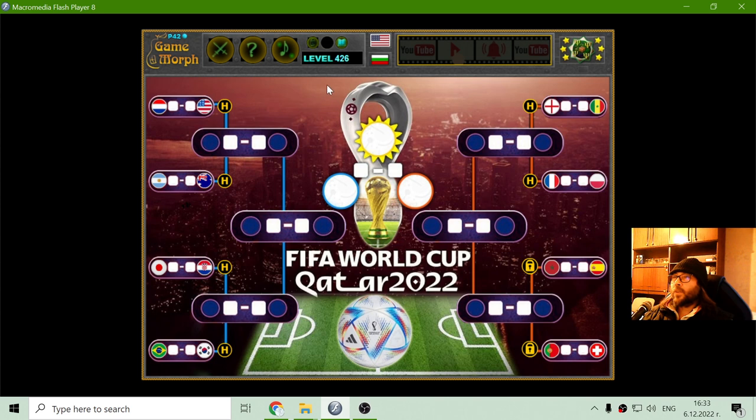But okay, what is the purpose here? I can predict the results or play the historical results. When the tournament is done, this fun application will remain as an interactive almanac of the FIFA World Championship in Qatar in 2022.